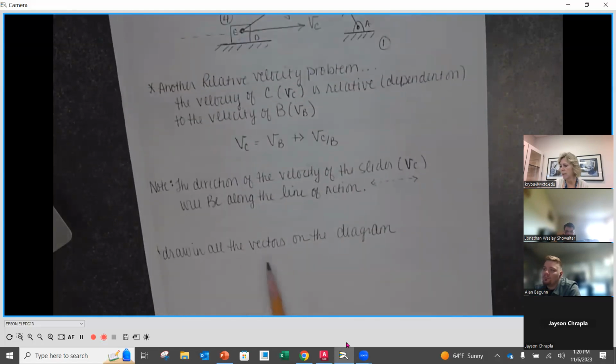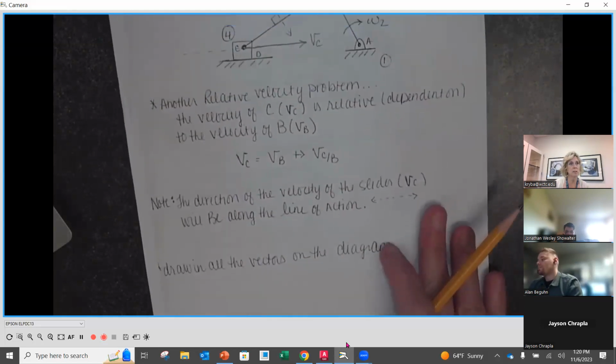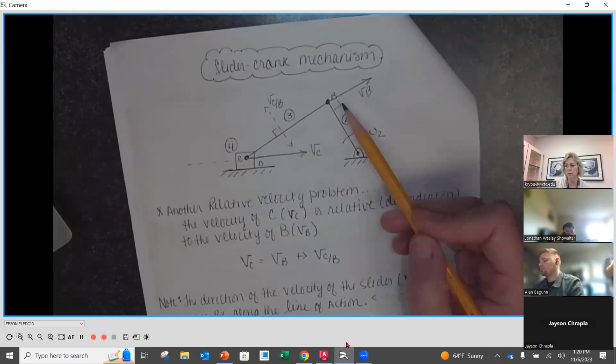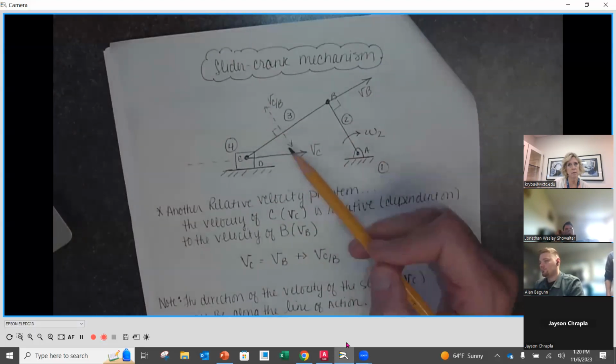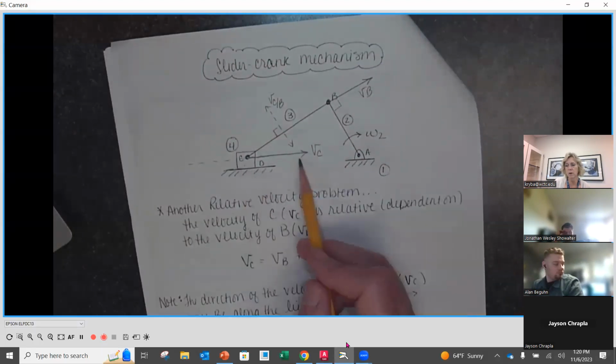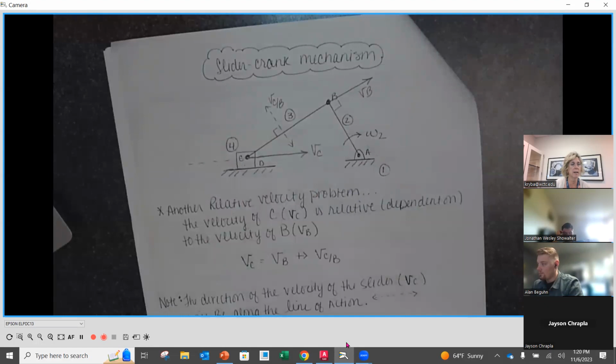It says here, draw in all the vectors on the diagram, which we just talked through, right? We know the direction of VB. We know the direction of that relative velocity. And then we also know that the velocity of C, the slider, can only go in a horizontal direction in a linear manner. Okay.